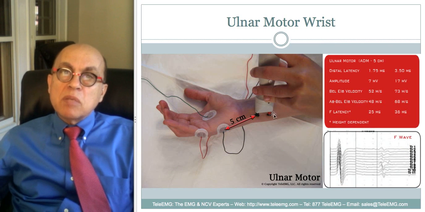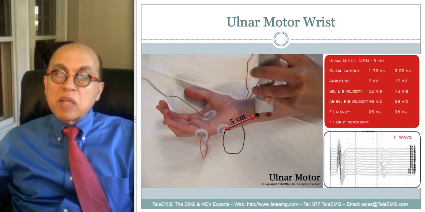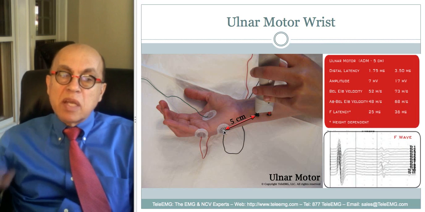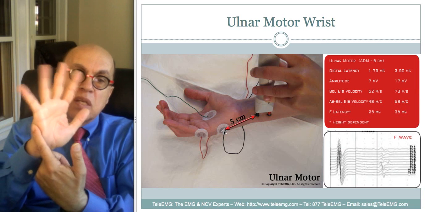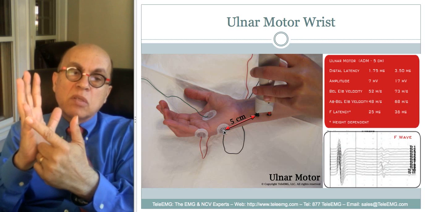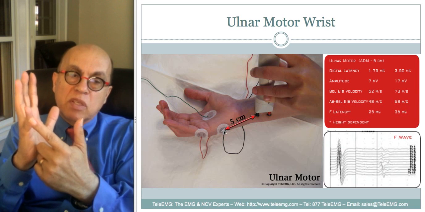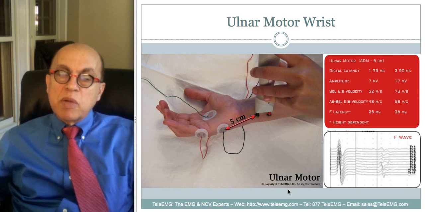And here we're stimulating the ulnar nerve at the wrist. You can see here. Then we put the active electrode over the abductor digiti minimi muscle. That is this muscle right there, which does this. It actually spreads the baby finger. And we record with the reference electrode on the baby finger. And here's the response that we get.